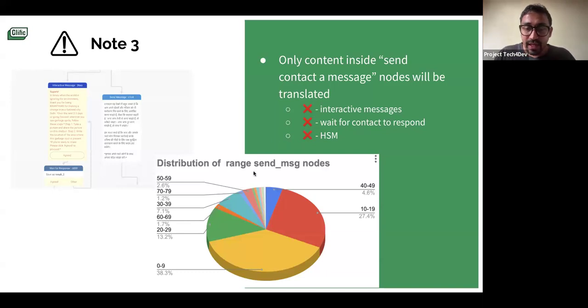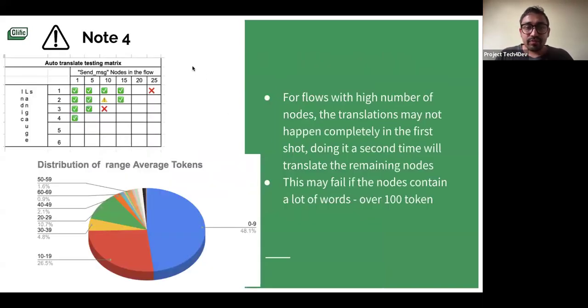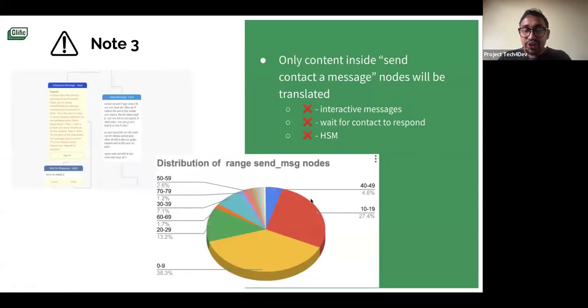But I'll quickly go ahead. The fourth bit is for flows that have an extremely high number of nodes. As you can see in the first chart, the majority of the flows have about 20 send message nodes. 38% have 0 to 9 send message nodes, 27% have about 10 to 19 nodes. So about 50% or 60% of the flows have about 20 nodes at max.